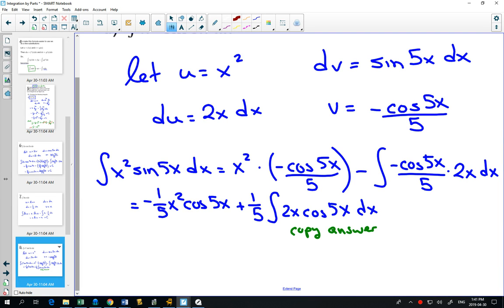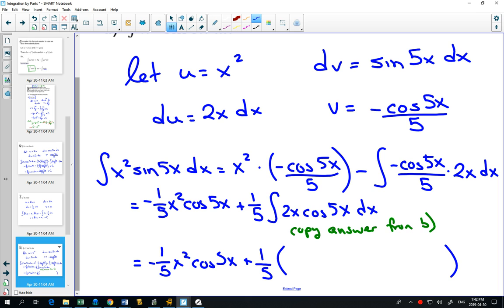Maybe you take out a different color pen and tell yourself you're going to cheat a little bit here and copy the answer you got from B, because we figured out the integral of 2x cos 5x using integration by parts in part B. And so we would get negative 1/5 x squared cos 5x plus 1/5 bracket, and I'm going to copy out my answer from B, which was 2/5 x sine 5x minus 2/5 plus 2 over 25 cos 5x. And we'll just put our plus c at the very end.